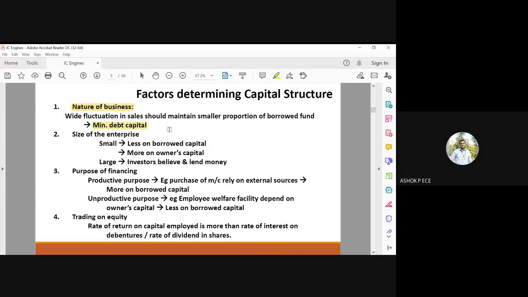So the debt should be as small as possible. If the debt is going to increase gradually, then the financial stability of the company is going to be lost.